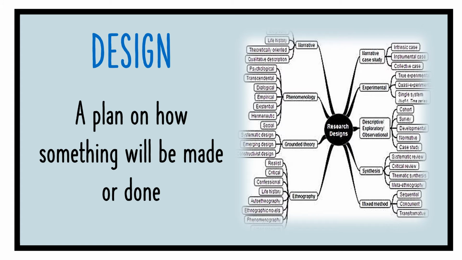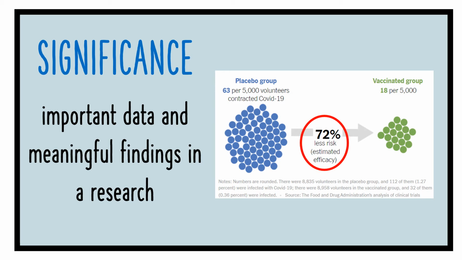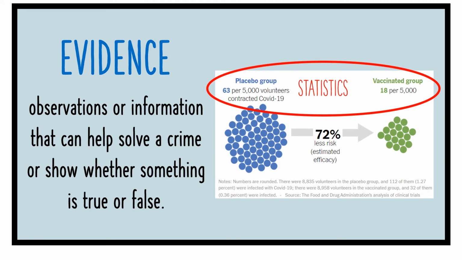Design. Design is a plan on how something will be made or done. Data. Data are collected facts or information. These are numbers, quantities, information, graphs, measurements, observations, and facts. Significance. These are important data and meaningful findings in a research. Evidences. These are observations or information that can help solve a crime or shows whether something is true or false.